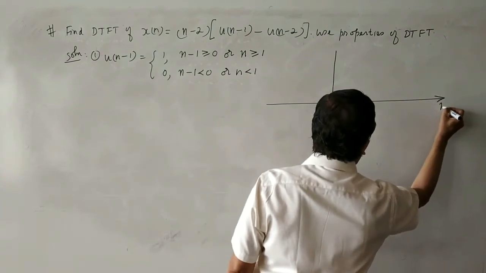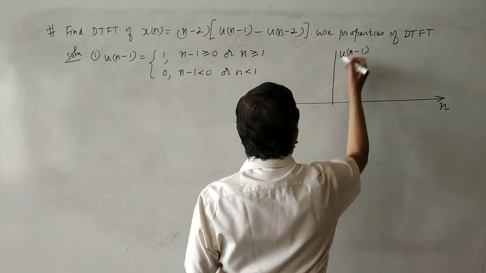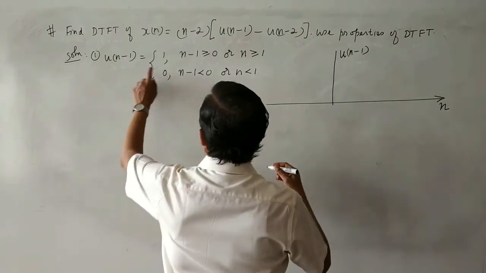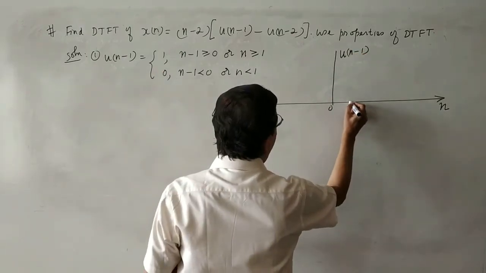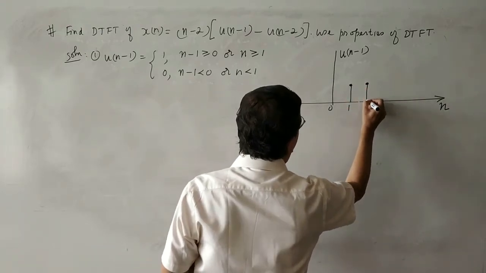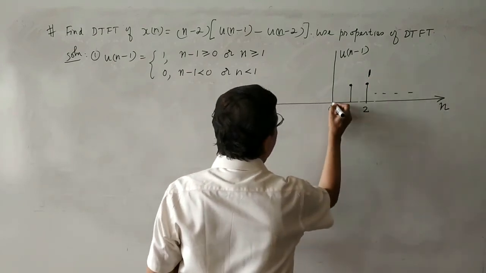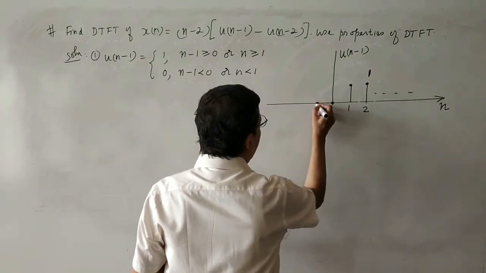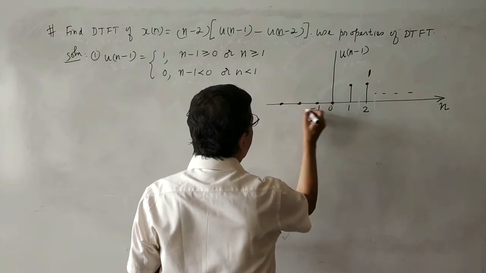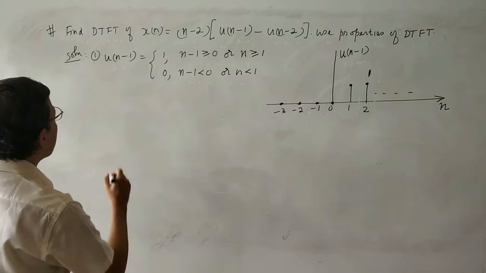X-axis is n, y-axis is u of n minus 1. U of n minus 1 starts at n equal to 1 and proceeds till n equal to infinity. All the samples are unit value. For n less than 1, all the samples are 0. This is u of n minus 1.